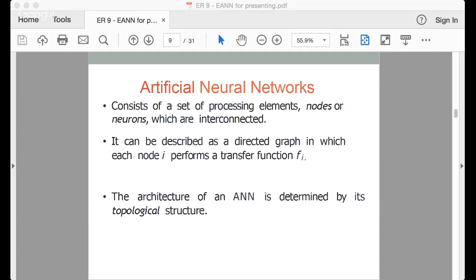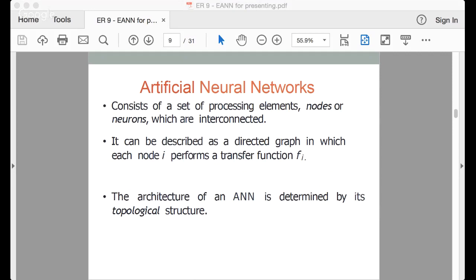So artificial neural networks consist of a set of processing elements known as nodes or neurons, which are interconnected. It can be described as a directed graph in which each node performs a transfer function. If you want to take a look at the details of the transfer function, you can check the paper that I mentioned earlier. I can show you the name of the paper later, so you guys can Google it and see the details of the function. If you are interested in going through it, we can do that in our next meetup.